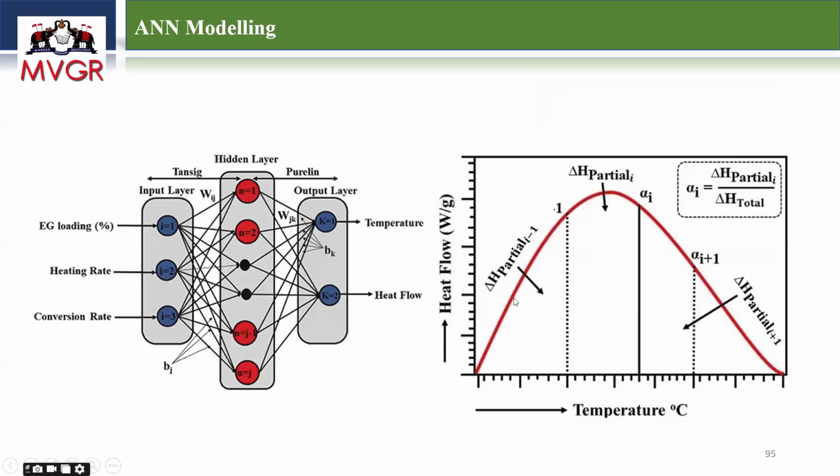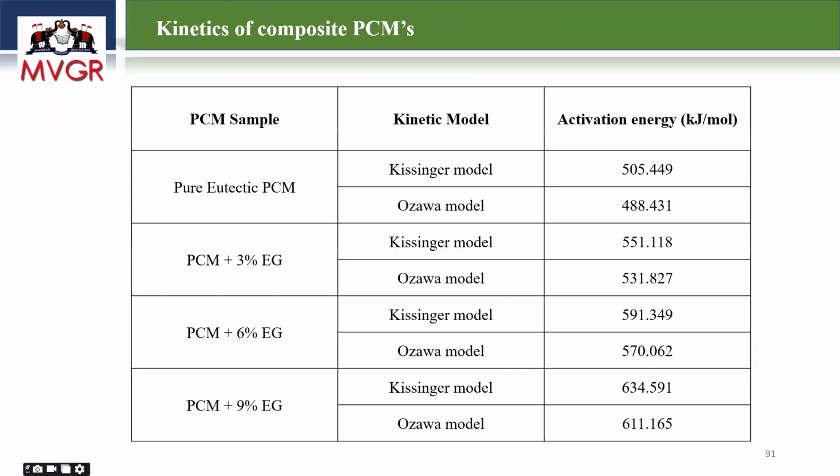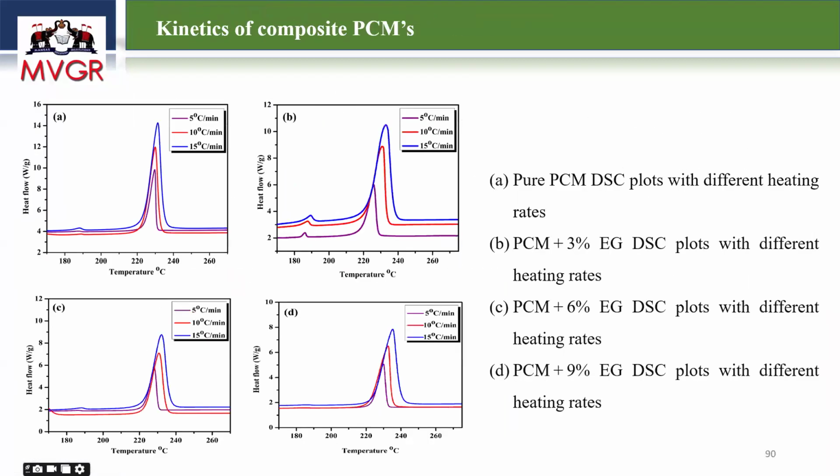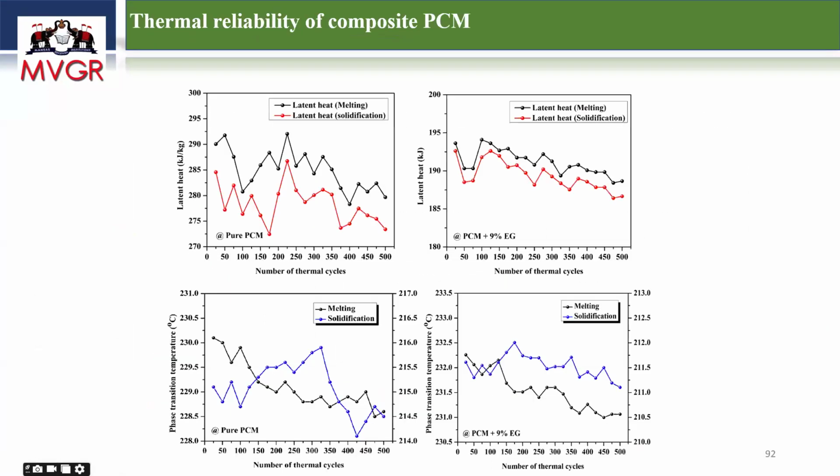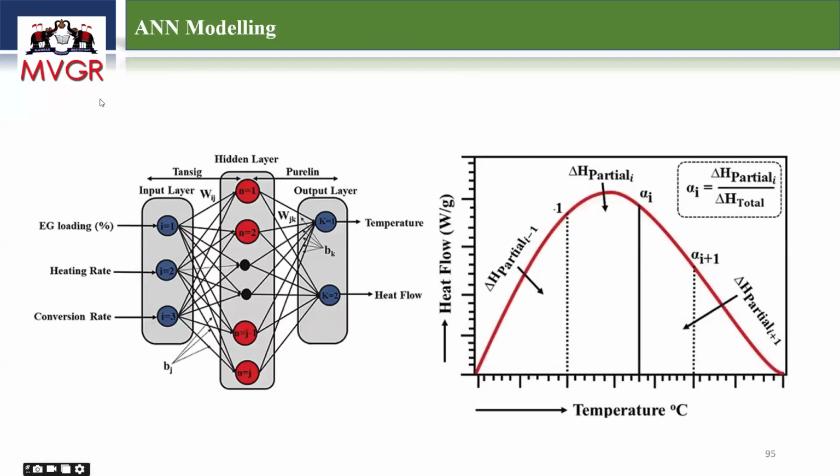If the conversion rate varies, my temperature will also vary and my heat flow will also vary. These two data I was taking, and this data will be used to predict with the help of the model. Here I'm taking expanded graphite with three compositions: pure PCM, 3%, 6% and 9% expanded graphite. And we are conducting the DSC data with different heating rates: 5, 10, and 15 degrees per minute. These heating rates we are passing, and finally a model was developed.